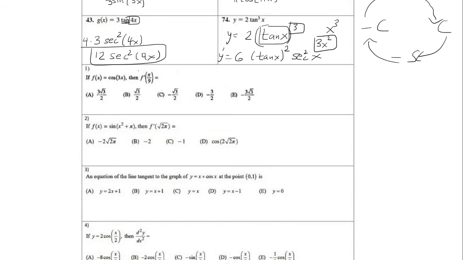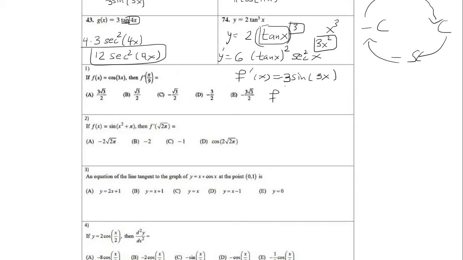Moving on, we're given f of x is cosine 3x, and we want to find the derivative at x equals pi over 9. So in order to find the derivative first, you want to take the derivative of the outside, which is cosine. So the derivative of cosine is negative sine. We'll keep the inside the same. And then multiply by the derivative of the inside, which is negative 3. So the derivative of f is negative 3 sine 3x.